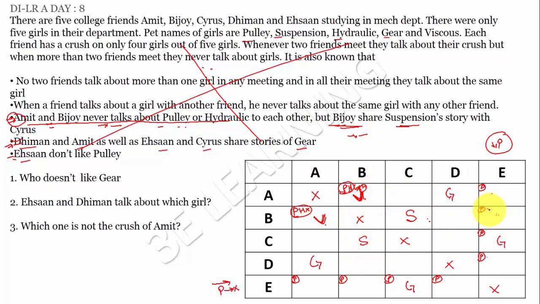So here we can say no pulley, no suspension, no viscous, no gear. It means hydraulic should come there. So this should be nothing but the hydraulic. That means B and E should be hydraulic. So E and B should also be the hydraulic. I hope this one is clear.